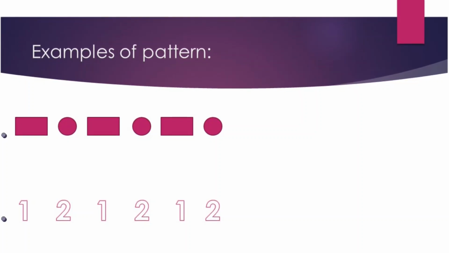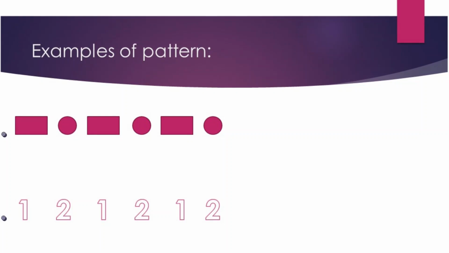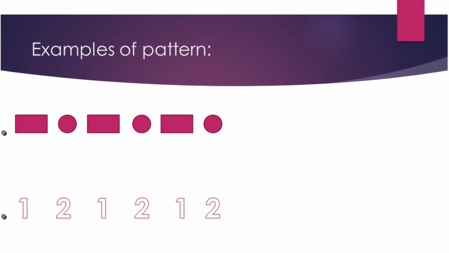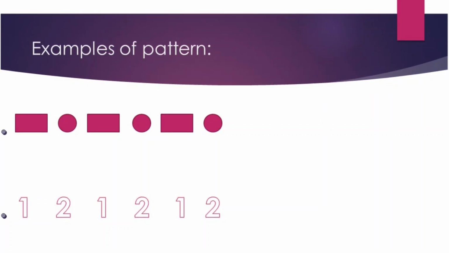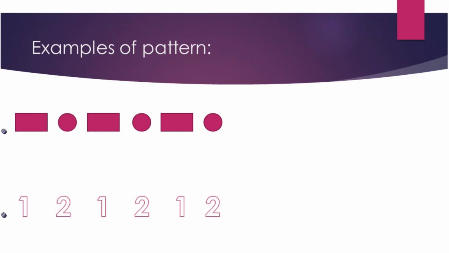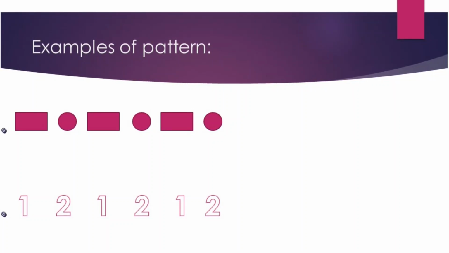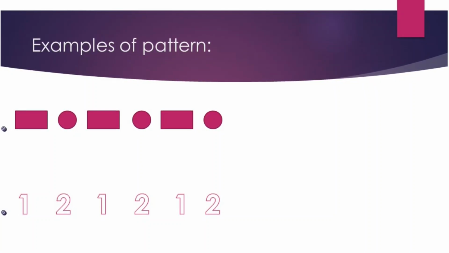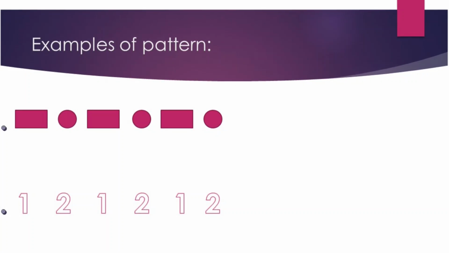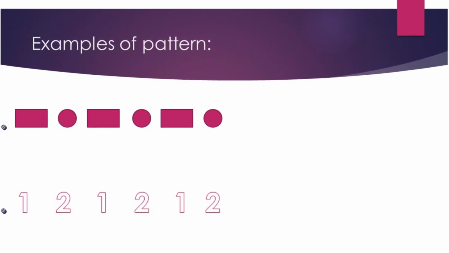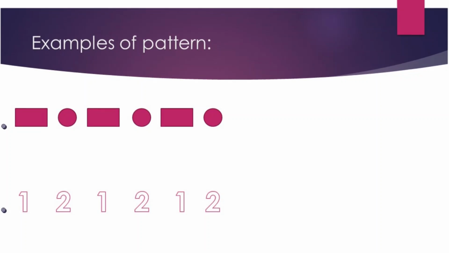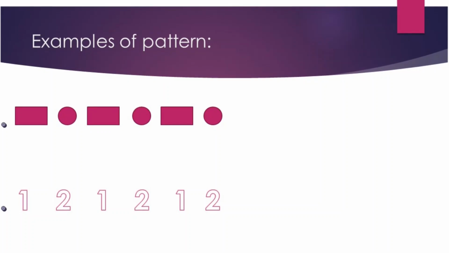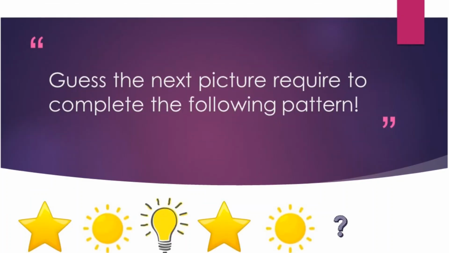In this example, a rectangle comes first, then a circle, rectangle, circle, rectangle, circle. So this sequence also forms a pattern. Now look at this example. In this example, a 1 comes first, then 2. 1, 2, 1, 2. This also forms a pattern. Now look at the given pattern.